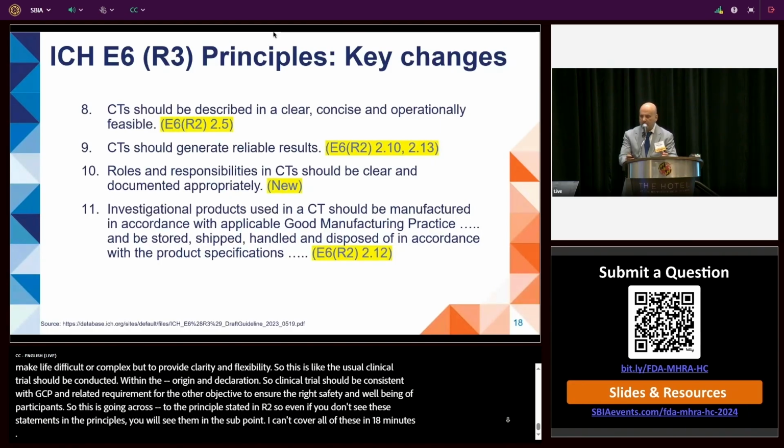Number 10, most important, is a new principle. Roles and responsibilities in clinical trials should be clearly documented. More details in the sub-statements. And principle 11 is about the investigational product that should be manufactured in accordance with the good manufacturing practices, GMP, but also the storage, the shipping, the handling, and the disposal of these investigational products should be as per their specifications.